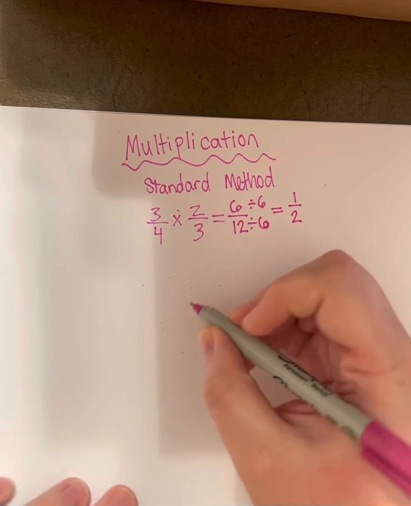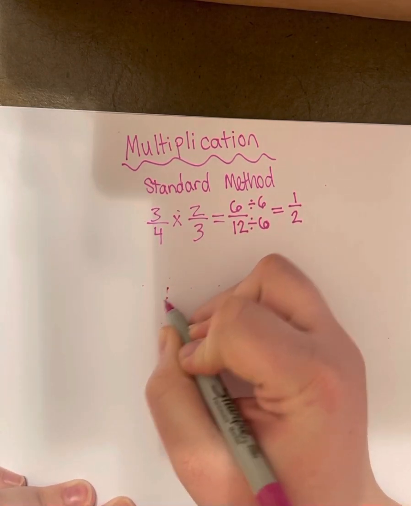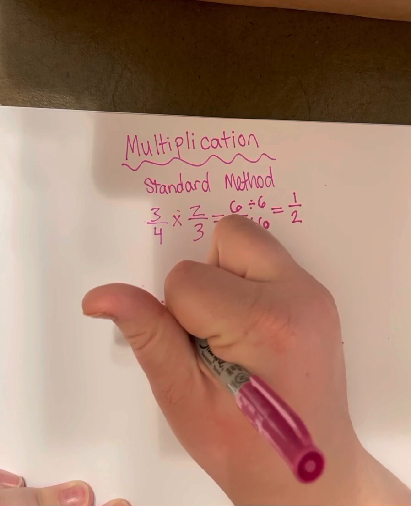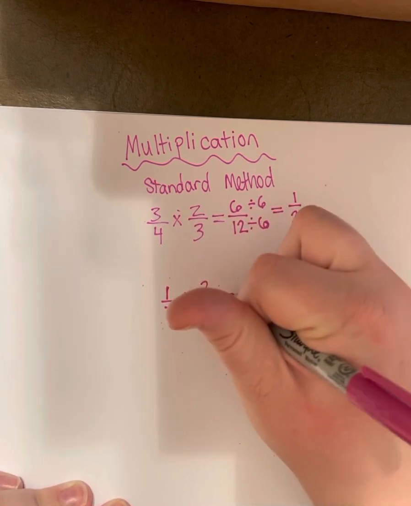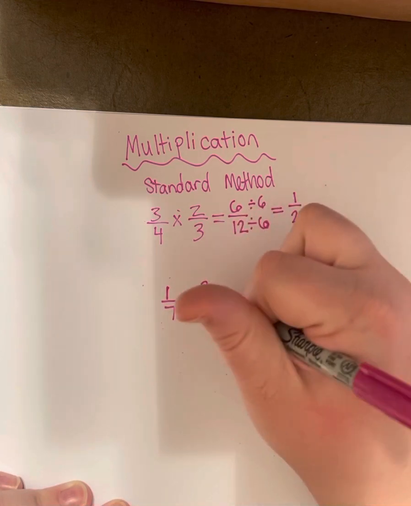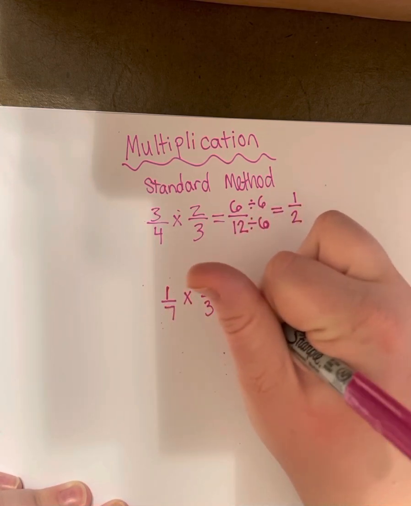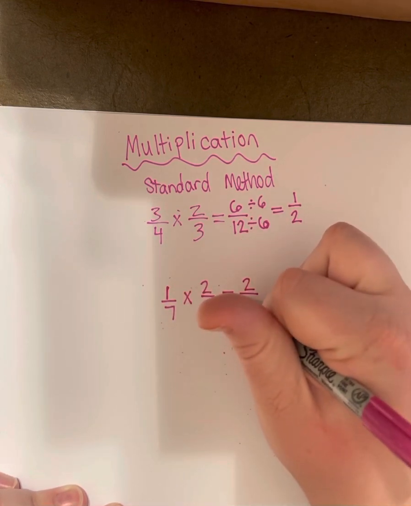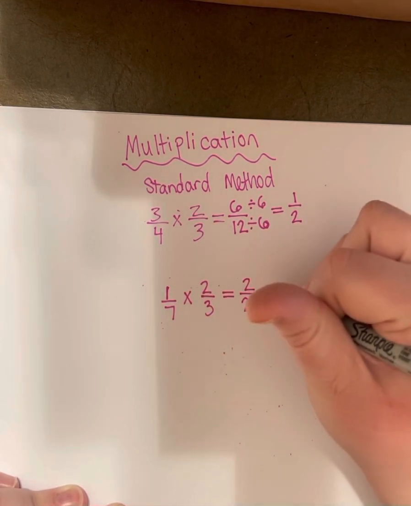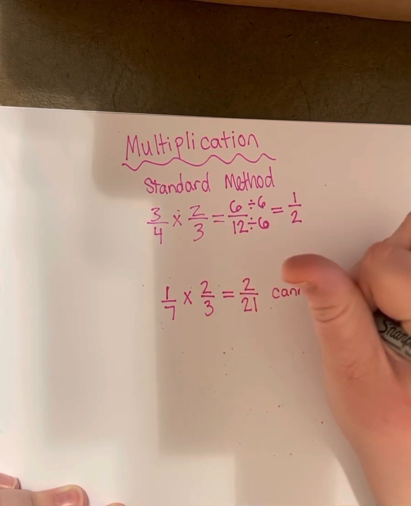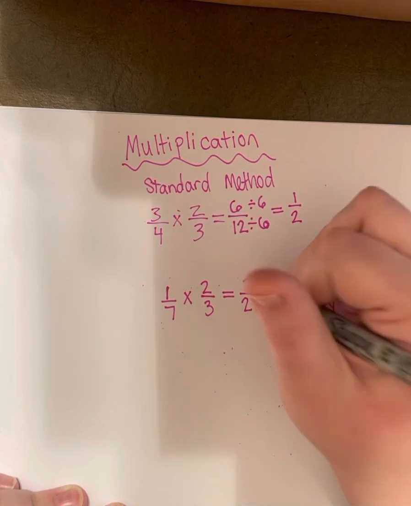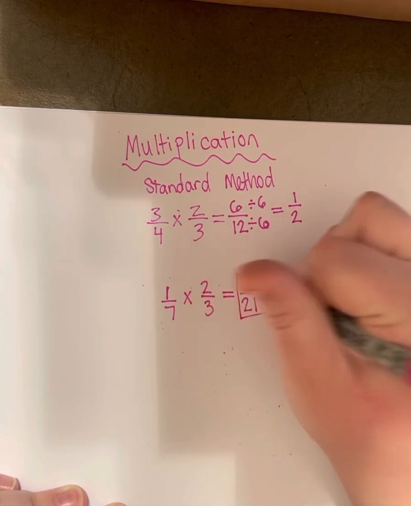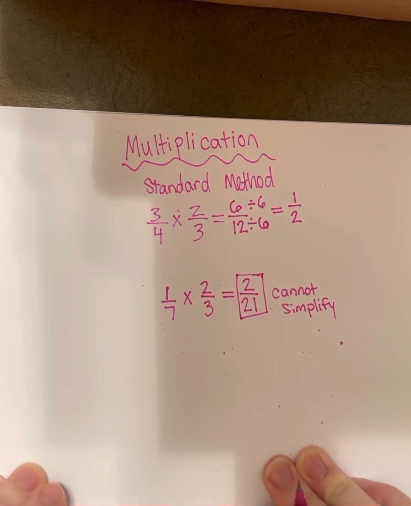Again, I will do another one because that was easy. 1 over 7 times 2 over 3. 2 times 1 is 2. 7 times 3 is 21. And again, you cannot simplify that. So we are done. So the answer is 2 over 21. And that is just the standard method of multiplication.